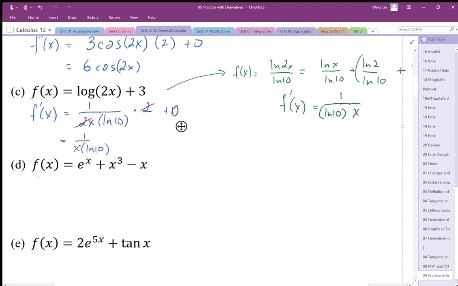So here we have exponential functions. The derivative of exponential functions are themselves, and being base e, it just stays base e. If it was a different base, we'd have to multiply by that non-base e factor. This one is power rule and power rule, and that's it.